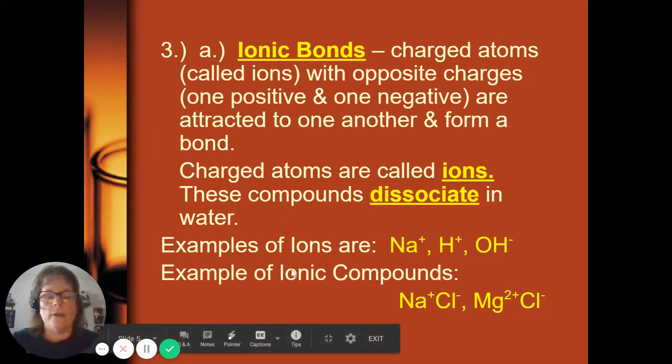All right, and then you have ionic compounds. When these ions get together with an opposite charged atom, they form compounds. So these are actually two ionic compounds that are both salts. This is sodium chloride, this is magnesium chloride. So this basically, sodium chloride, that's table salt.